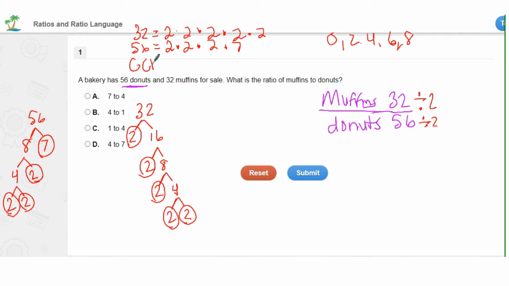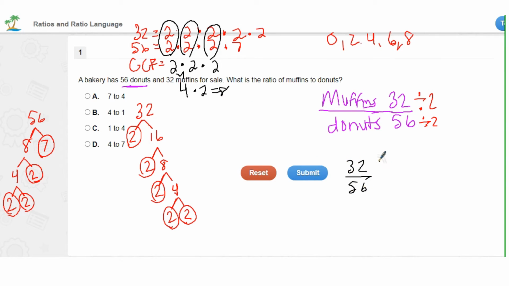So the greatest common factor is going to be what I can factor out, which is a 2 times another 2 times another 2. 2 times 2 is 4, and 4 times 2 equals 8. So the greatest common factor is 8. So you can say 32 over 56. I can divide my numerator and denominator by the greatest common factor, 8. So prime factorization helps you get the greatest common factor.